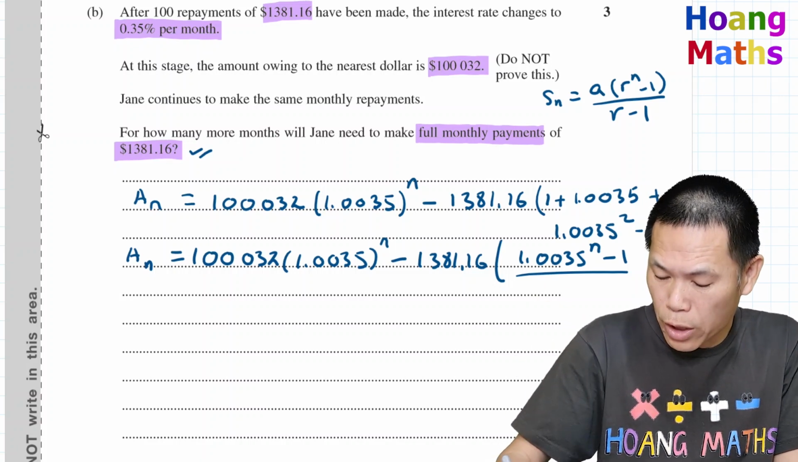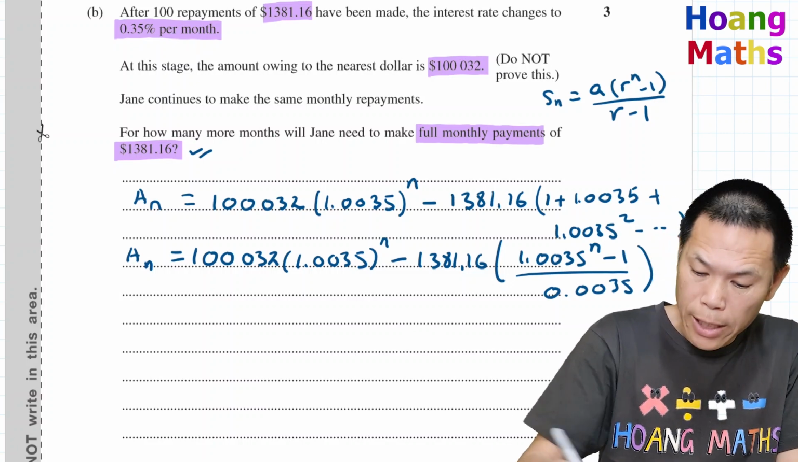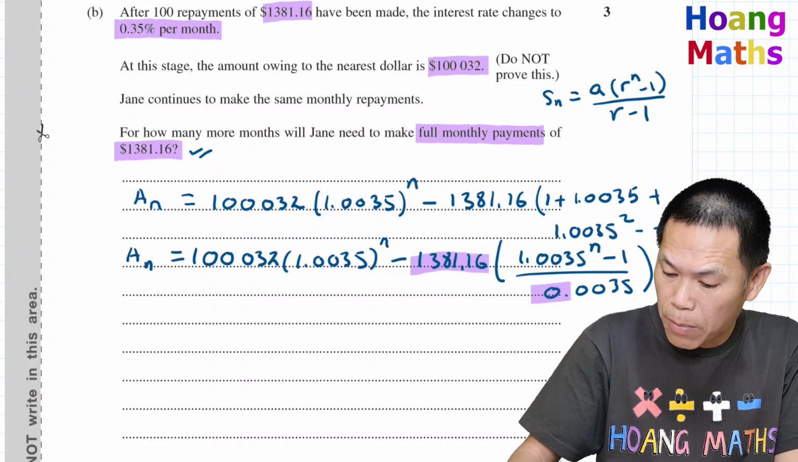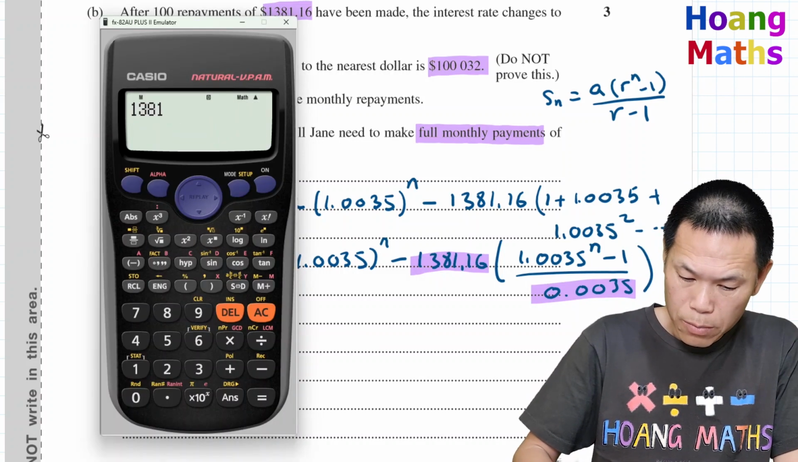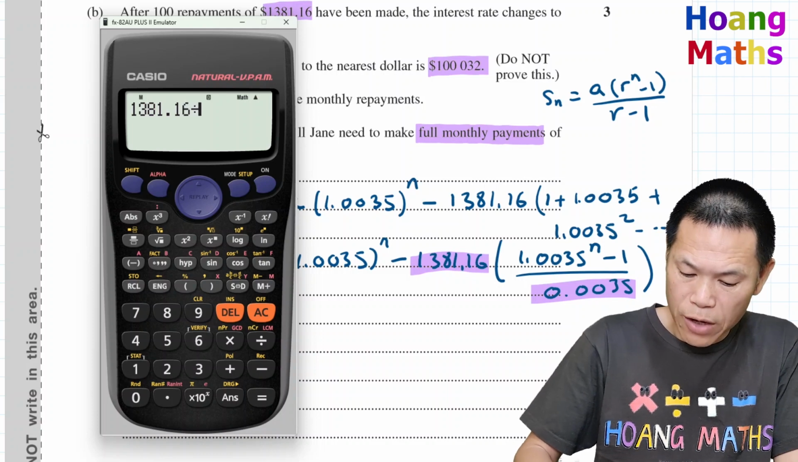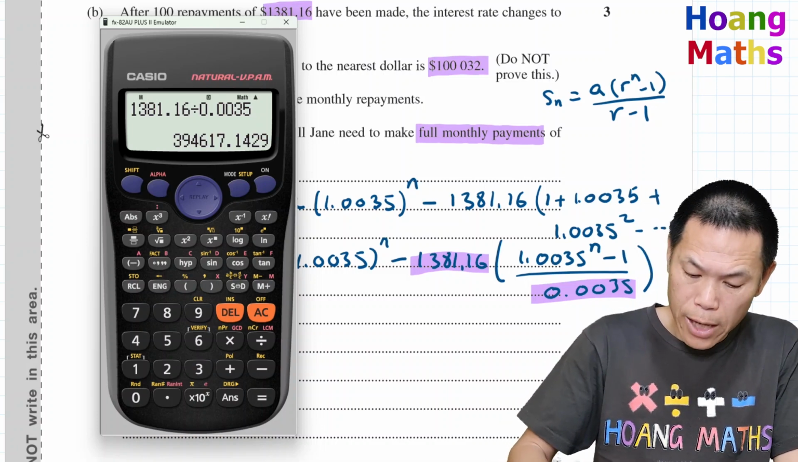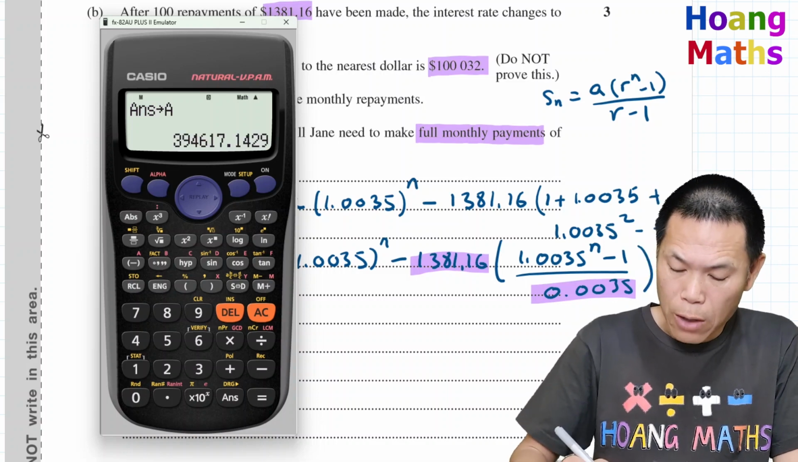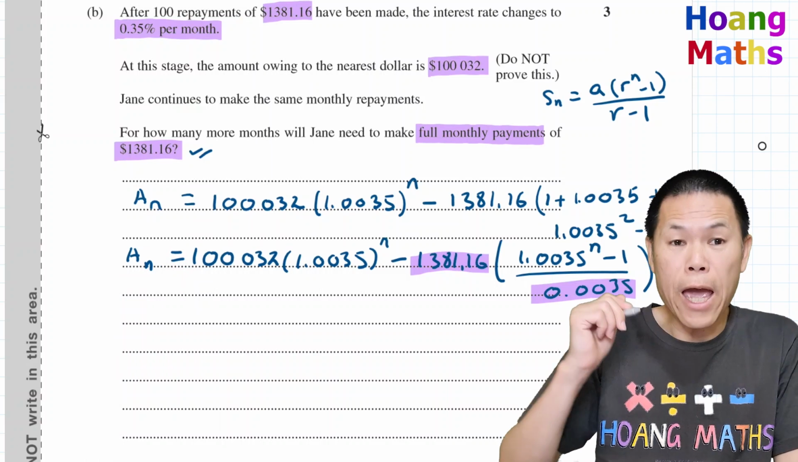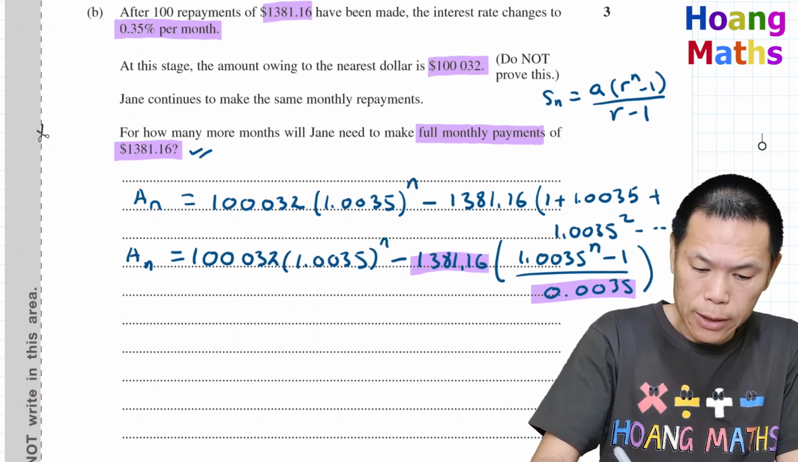1.0035 to the power of n minus 1 over r minus 1. 1.0035 minus 1 will give me 0.0035. So I can just use the calculator, this divided by that: 1381.16 divided by 0.0035. So there you go. Let me store that in memory, answer, shift, store into A, because I'm going to need that later. At AN, AN is 0 because we need to pay off the loan.